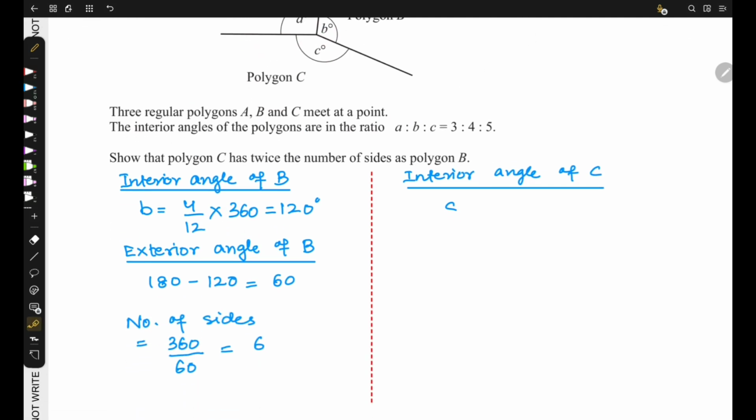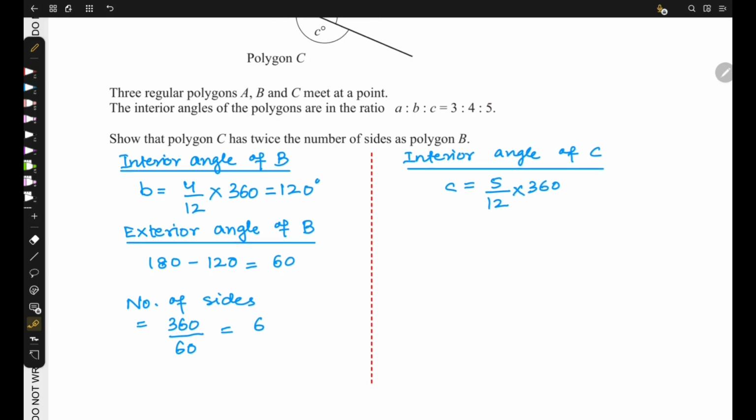The ratio of small c is 5 out of 12 times 360. And you can see that the ratio of C is 5. So 5 out of 12 times 360 is 150 degrees. So this is the interior angle.